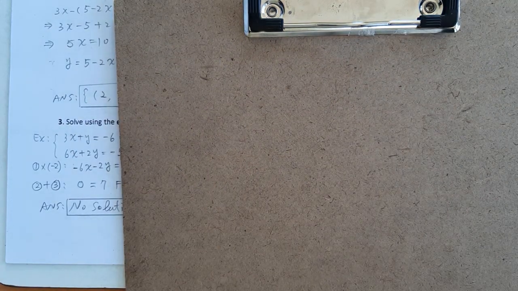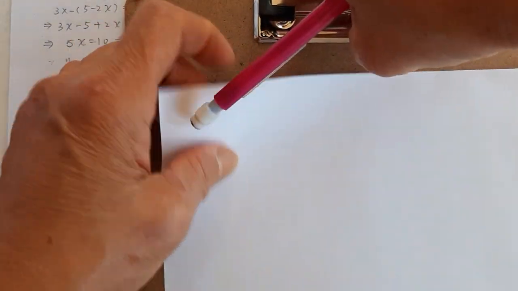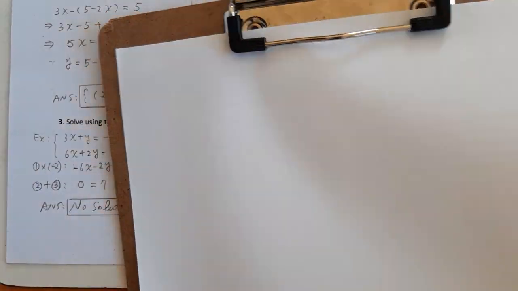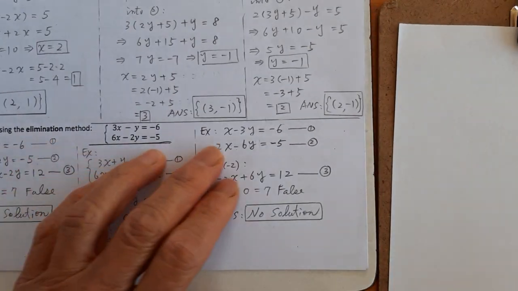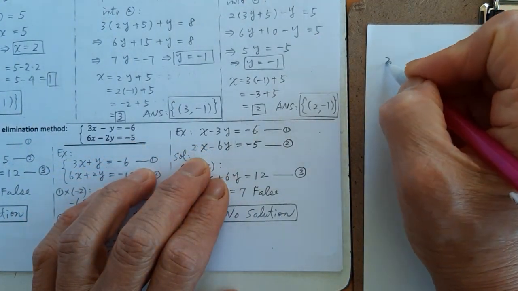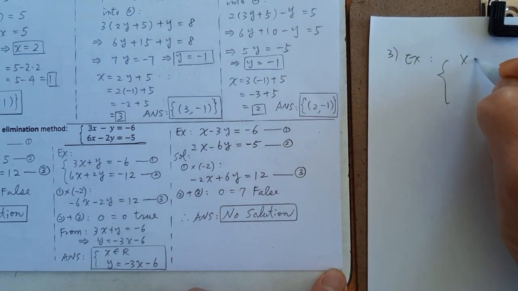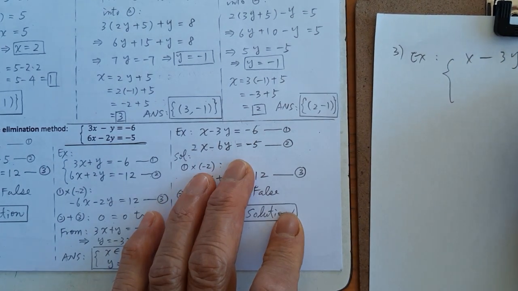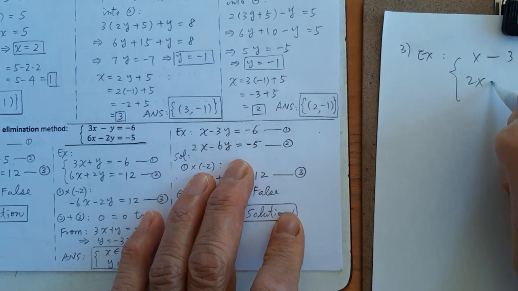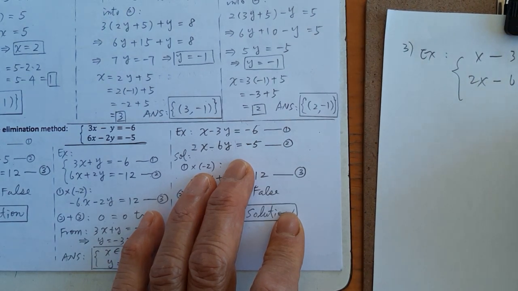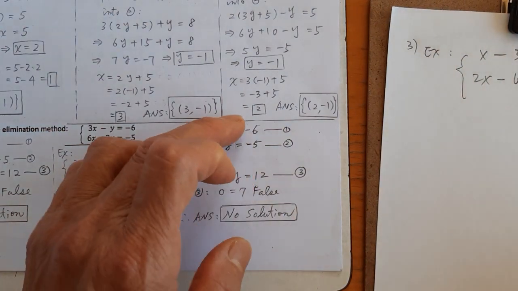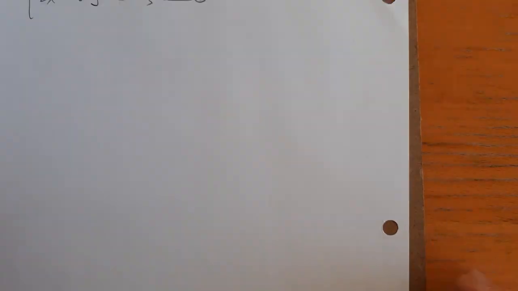Now let's look at another example. Still question 3, solve by elimination method. Another example like this one: x minus 3y equals negative 6, and 2x minus 6y equals negative 5, the second equation. The two equations. Solve it.